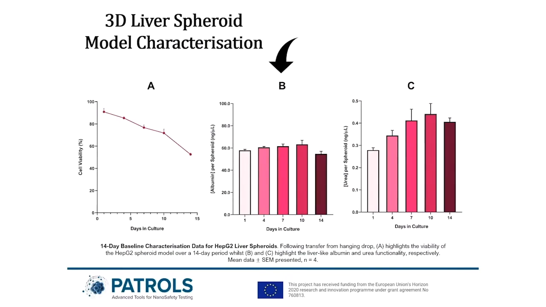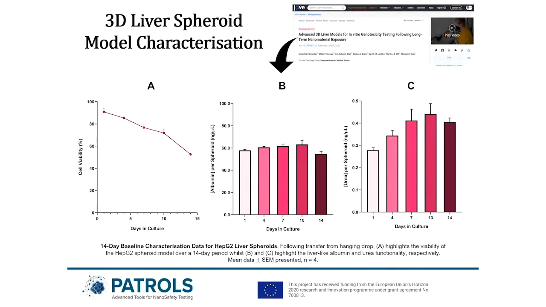Once this model was optimized, we fully characterized it over a 14-day culture period and published the method in the Jove journal earlier last year. This 3D liver spheroid model has been shown to remain over 70% viable following 10 days in culture, 14 days if you include seeding time, and retain its liver-like functionality through the increased production of albumin and urea all the way up until day 14, where it begins to tail off in parallel to the drop in cell viability as seen in A. This model is easily accessible, simple to construct, and quite adaptable, allowing us to add additional features, which I will come back to later on.